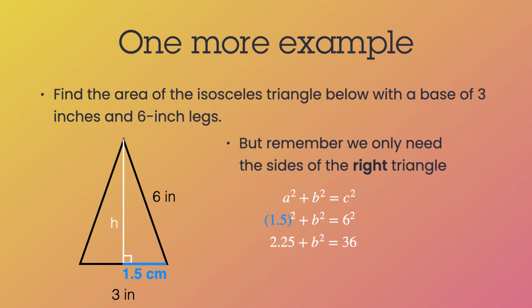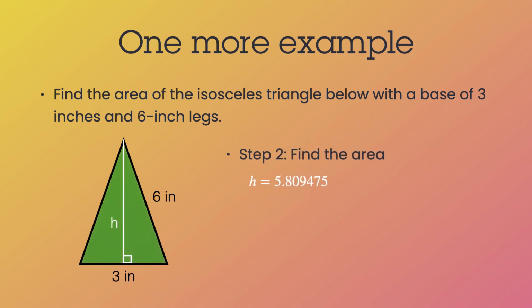And we'll go ahead and get a calculator out to do these. 1.5 squared is 2.25, and 6 squared is 36. Subtract to get b squared equals 33.75. Now, we really want just regular b, not b squared. So we'll do the square root of both sides. And then we end up with b equals 5.809475. This is not our final answer yet, so don't round it yet. Keep this number in your calculator. But that number is your height.